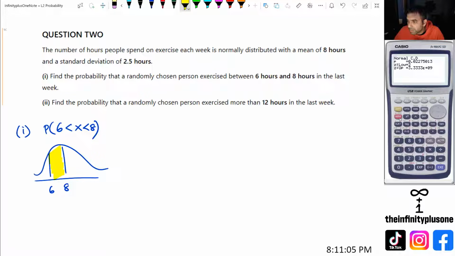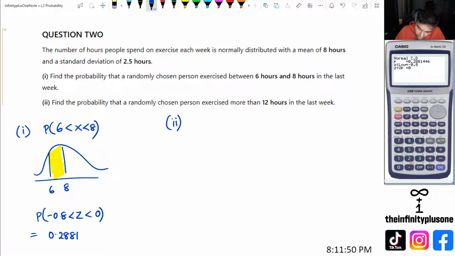So in our calculator, I am going to go into lower is going to be 6, upper is going to be 8, standard deviation is 2.5, and mean is 8. And what we've got is a probability of this. Now, as I said to you before, it's always a good idea to write the Z values. So we're going to write this as the probability of, what's our Z value lower? It's negative 0.8, between Z and 0, is going to equal 0.2881. All right, and I think that's sufficient to show that you know what you're doing for this particular question.